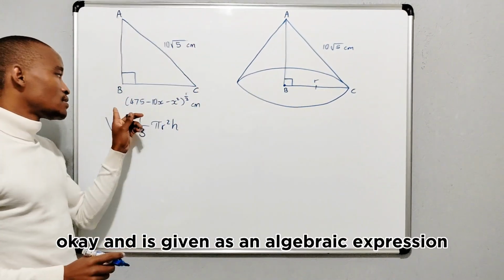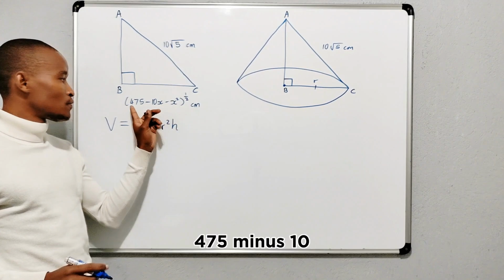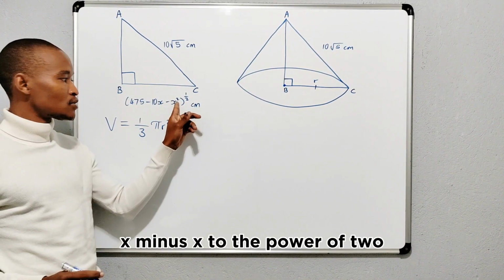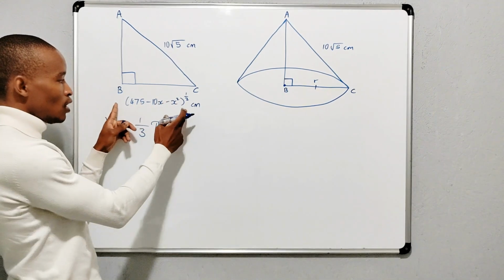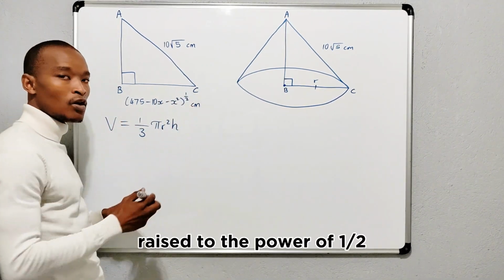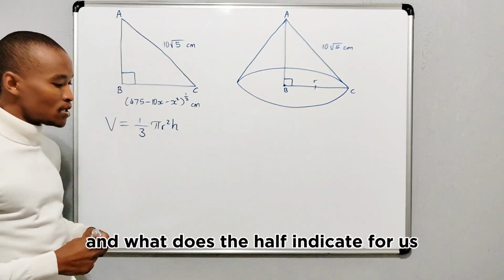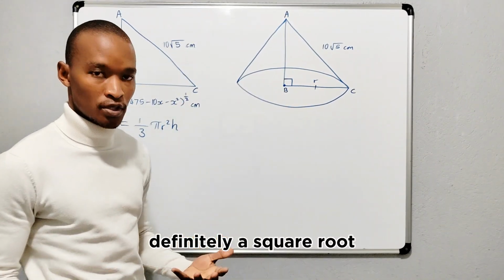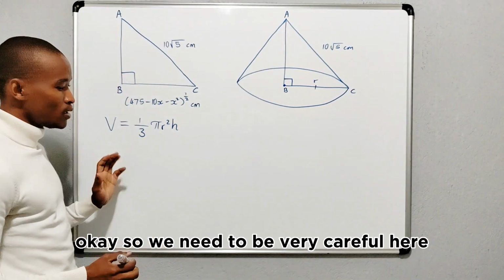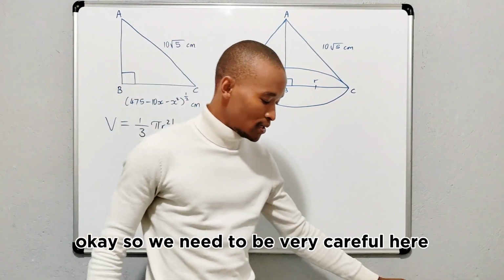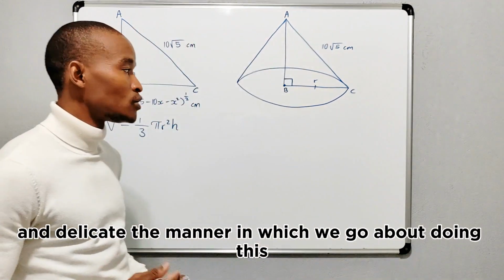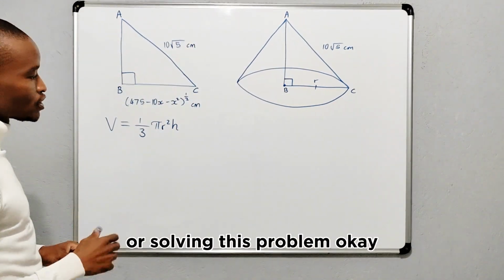It is given as an algebraic expression, (475 minus 10x minus x to the power of 2), all in brackets raised to the power of a half. And what does the half indicate for us? Definitely a square root. Okay, so we need to be very careful and delicate in the manner in which we go about solving this problem.